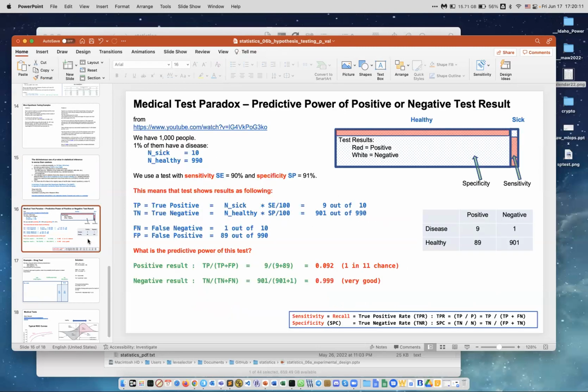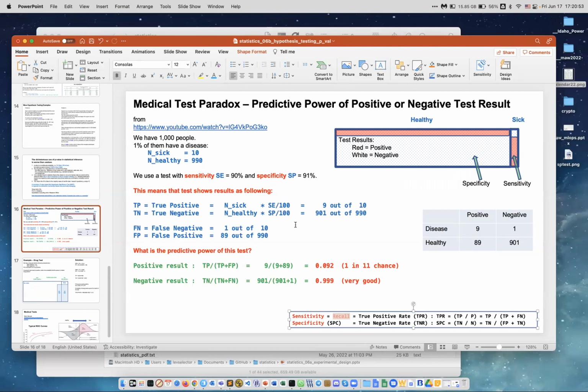Anyway, this is a medical test paradox. So we have 1,000 people, 1% of them has a disease. So number of sick people 10, healthy 990. We use a test with sensitivity 90% and specificity 91%. So we think it's pretty good test, right? Sensitivity is recall, how many sick people we actually discover using this test. So 90% of sick people, and specificity is the opposite, right?